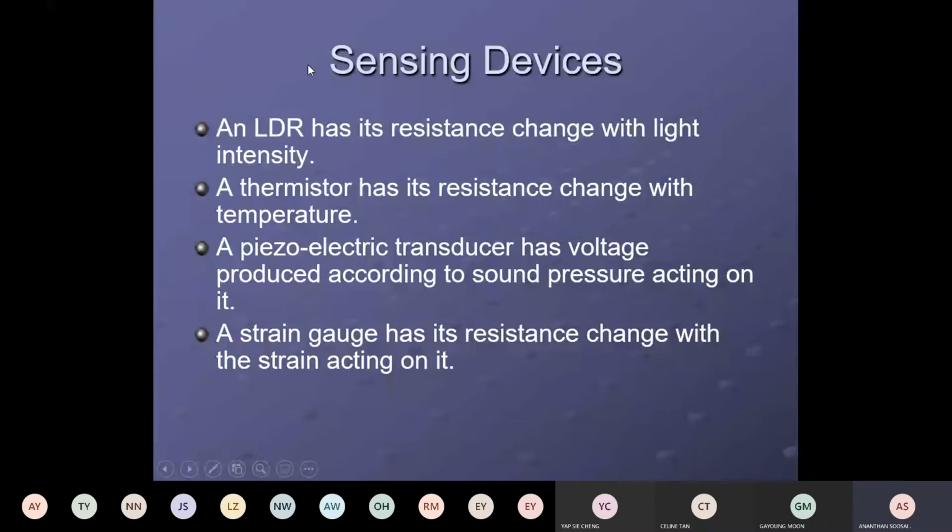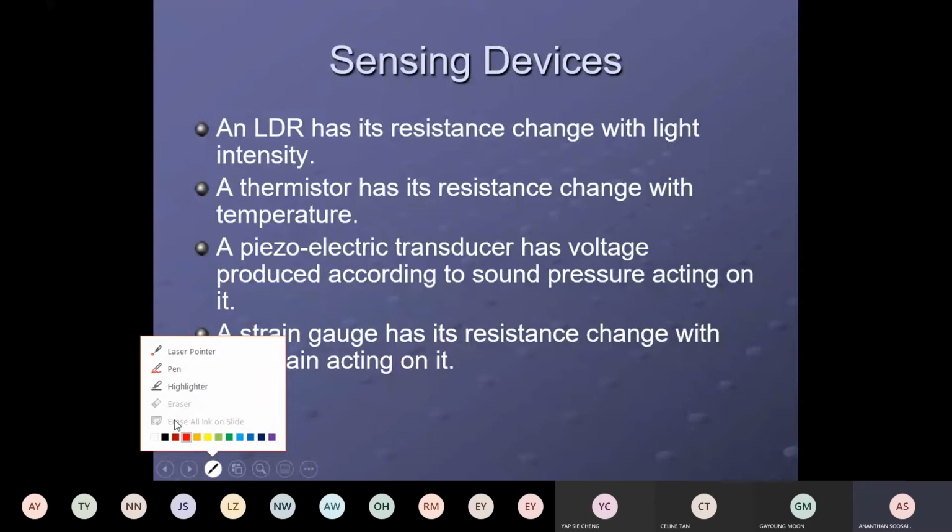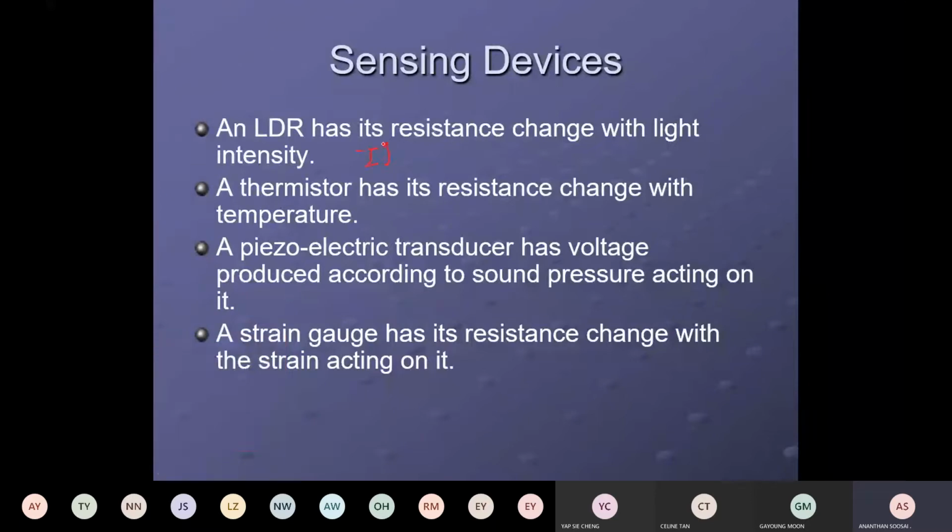LDR, recap very fast. When light intensity rises, resistance decreases. Therefore, the voltage across the LDR will decrease in a potential divider circuit. For the thermistor, when temperature rises, resistance decreases, so the voltage decreases.